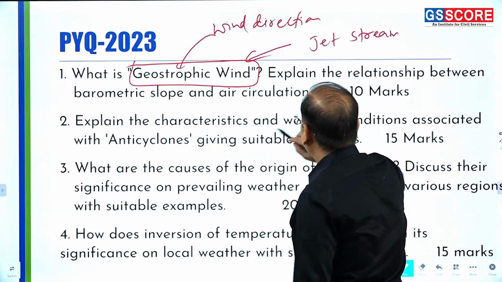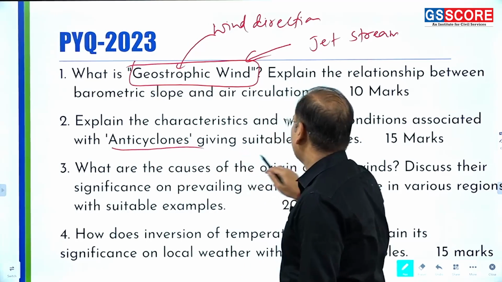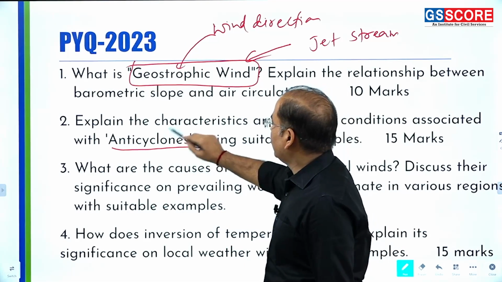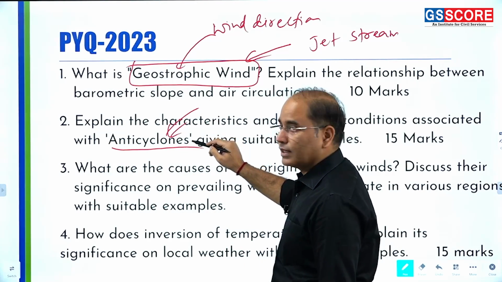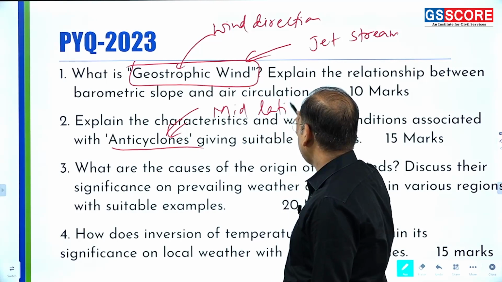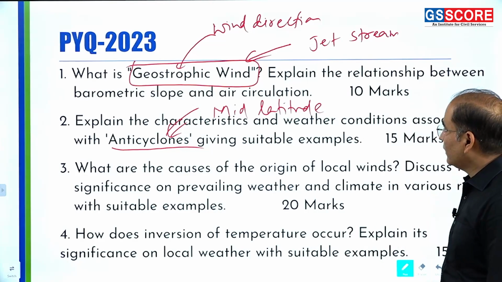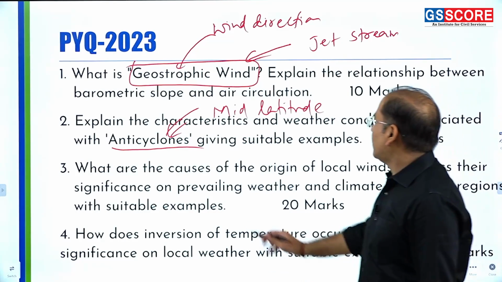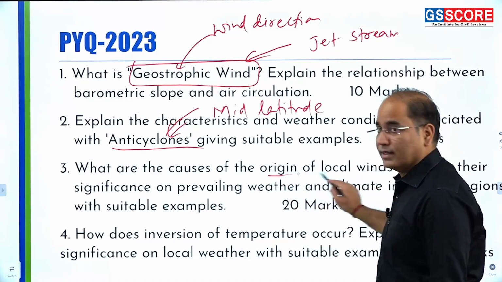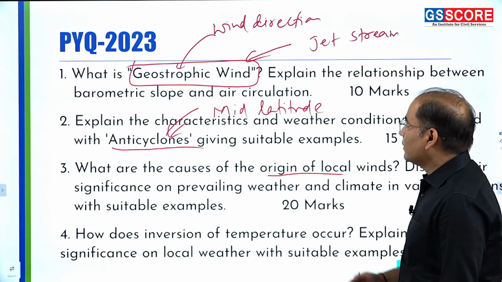Then explain the characteristics and weather conditions associated with anticyclones, giving suitable examples. Anticyclones are primarily associated with the mid latitudes. So anticyclonic conditions will develop in the mid latitude area. Then there is a question: what are the causes of origin of the local winds? So the different types of winds. How do local winds originate?